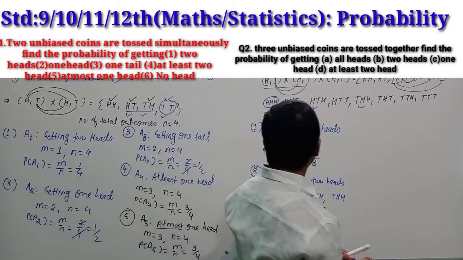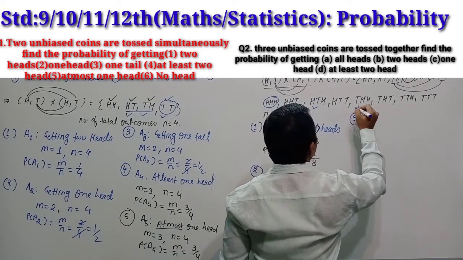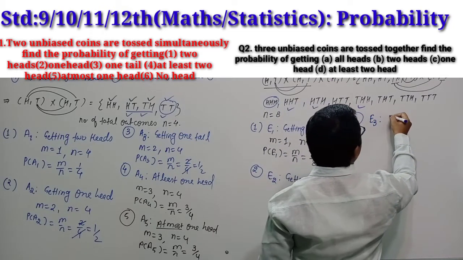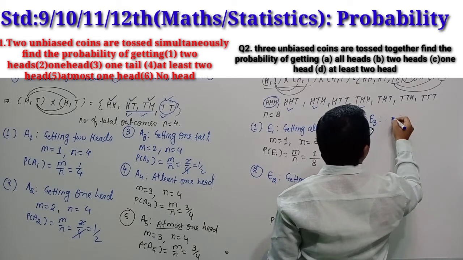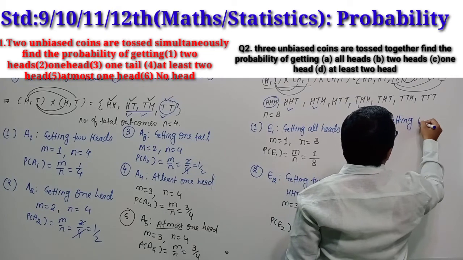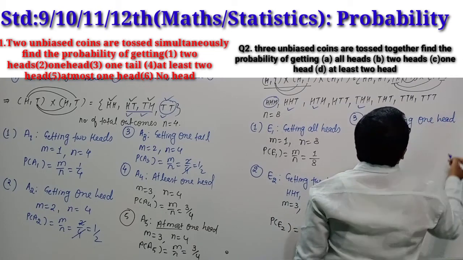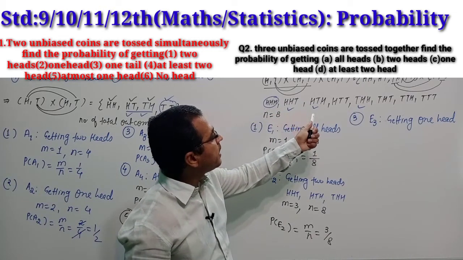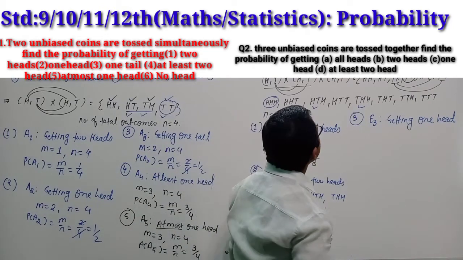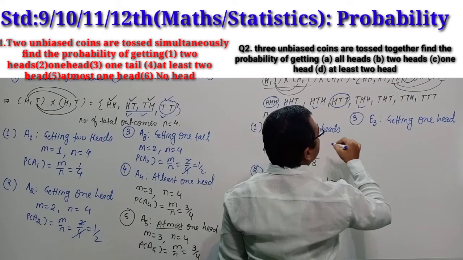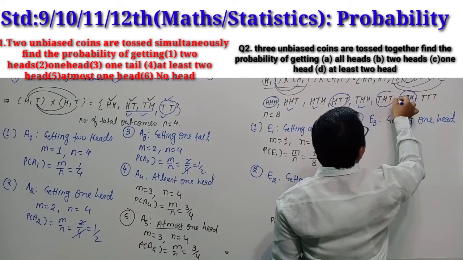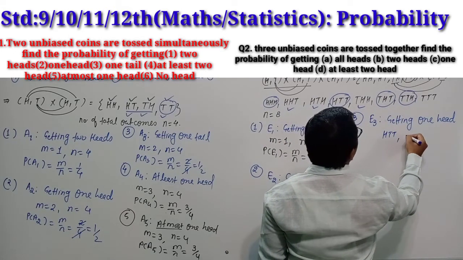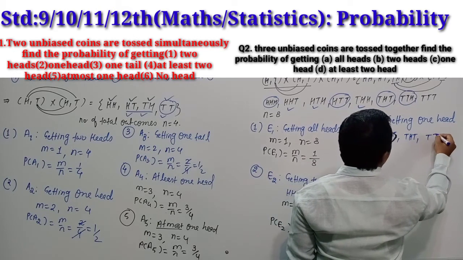Okay, now moving to question number 3 over here. What does question number 3 state? Consider this is E3, getting one head. Students, here you can see the pairs with a combination of head and tail, in which you are getting only one head. Here you are getting only one head, and here, and here. So the favorable events are head, tail, tail; tail, head, tail; tail, tail, head.